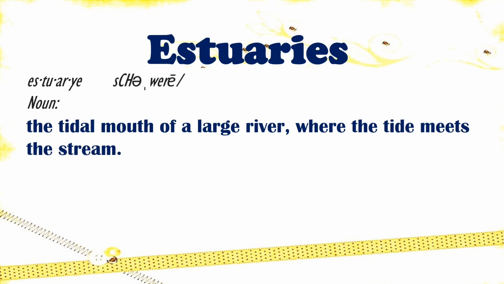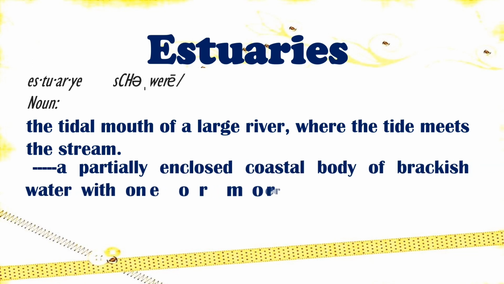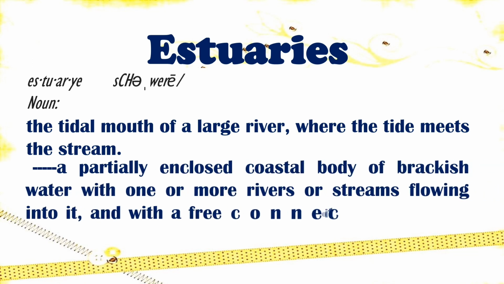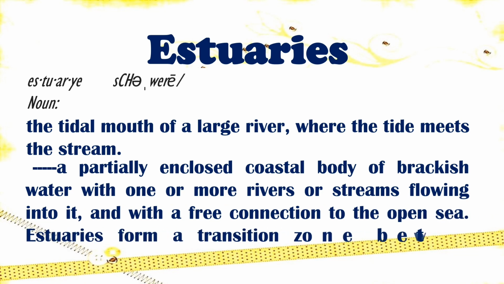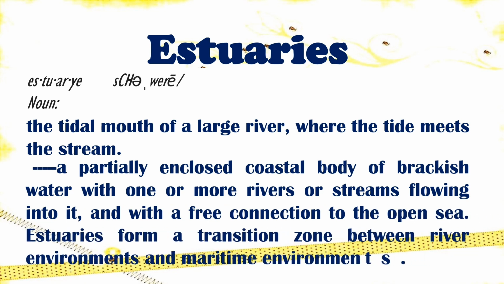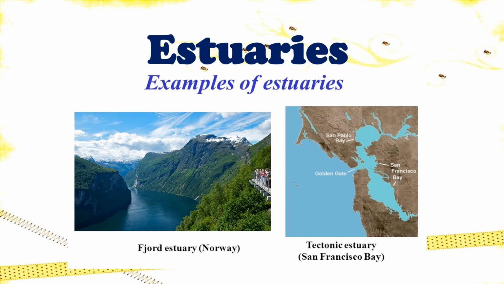An estuary is the tidal mouth of a large river where the tide meets the stream. It is a partially enclosed coastal body of brackish water with one or more rivers or streams flowing into it, and with a free connection to the open sea. Estuaries form a transition zone between river environments and maritime environments. Examples of estuaries are the world-famous Fjord Estuary in Norway and the tectonic estuary in San Francisco Bay, where the Golden Gate Bridge is located.